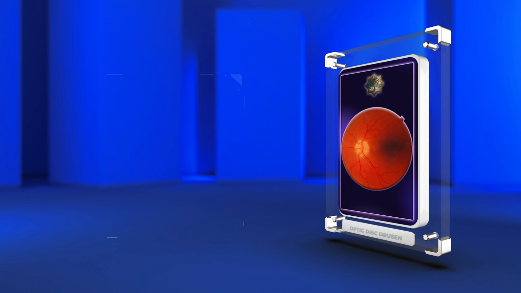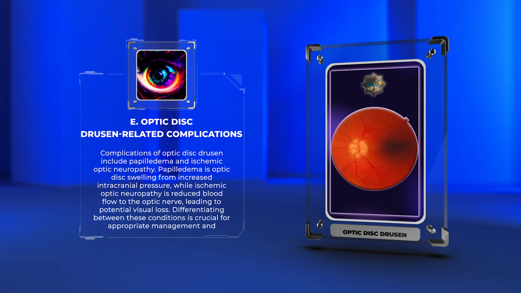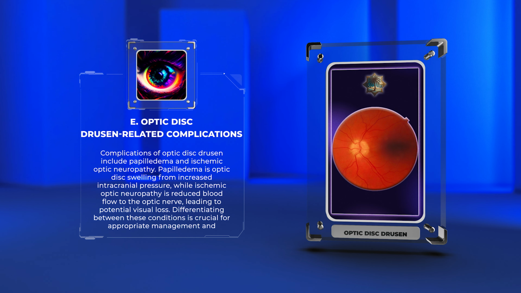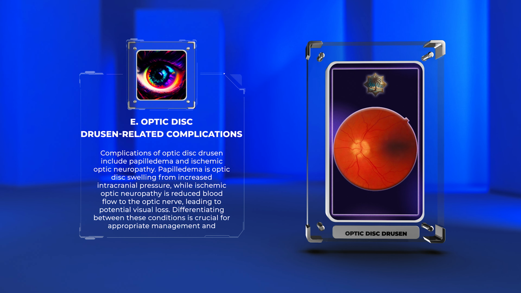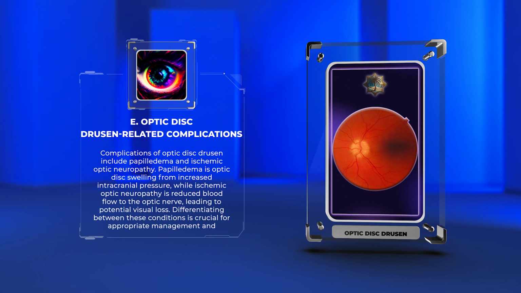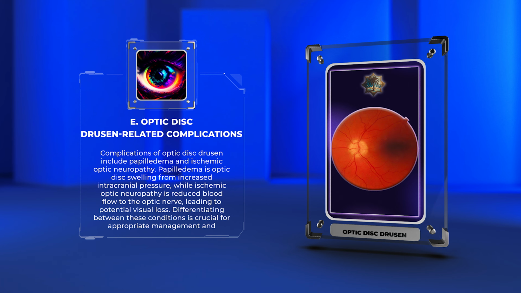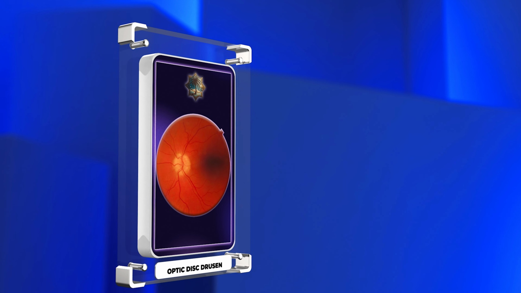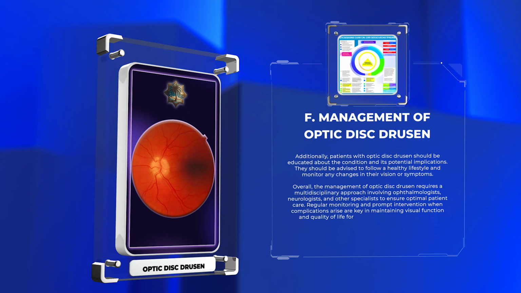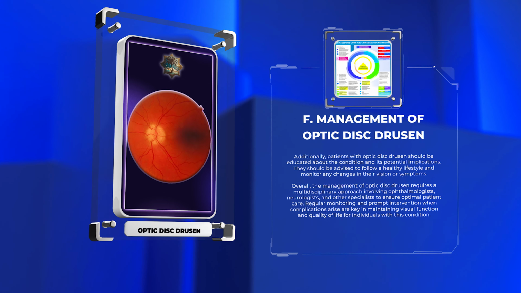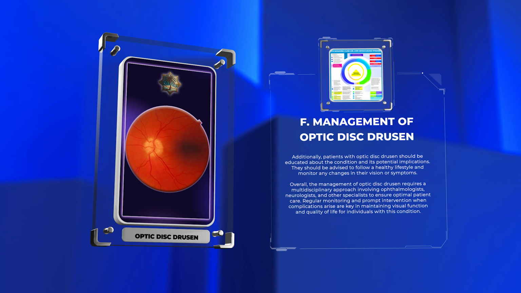Complications of optic disc drusen include papilledema and ischemic optic neuropathy. Papilledema is optic disc swelling from increased intracranial pressure, while ischemic optic neuropathy is reduced blood flow to the optic nerve, leading to potential visual loss. Differentiating between these conditions is crucial for appropriate management and prognosis. Additionally, patients with optic disc drusen should be educated about the condition and its potential implications. They should be advised to follow a healthy lifestyle and monitor any changes in their vision or symptoms.